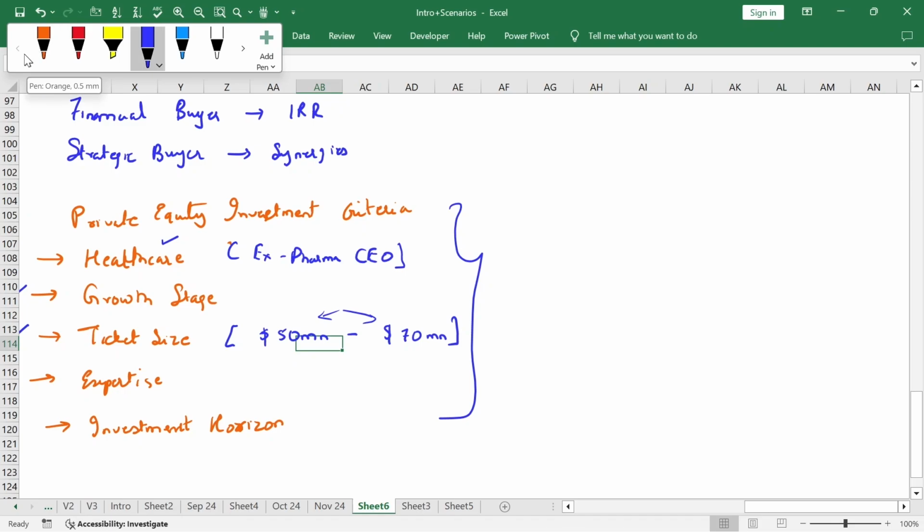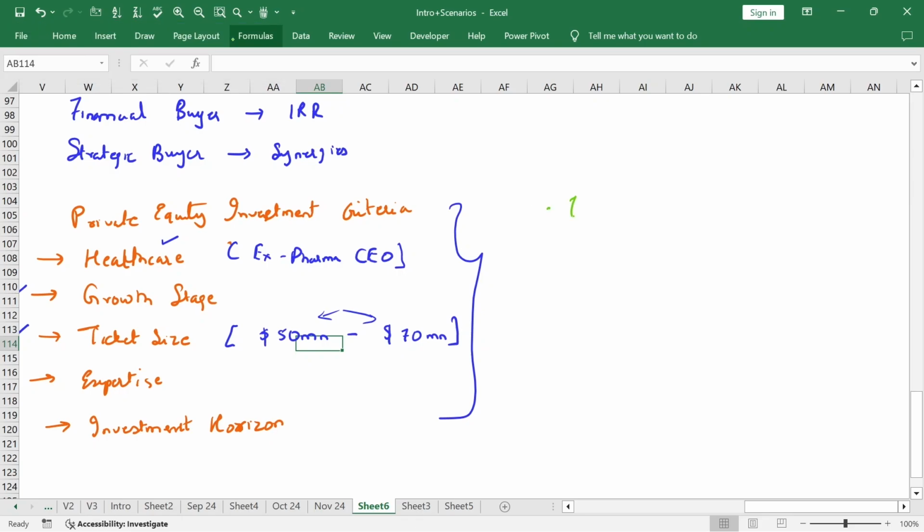You will create collaterals. You will start by preparing something called teasers. You prepare something in detail called information memorandums. You prepare something called financial models. Okay. You will start by preparing the teaser of your client company.